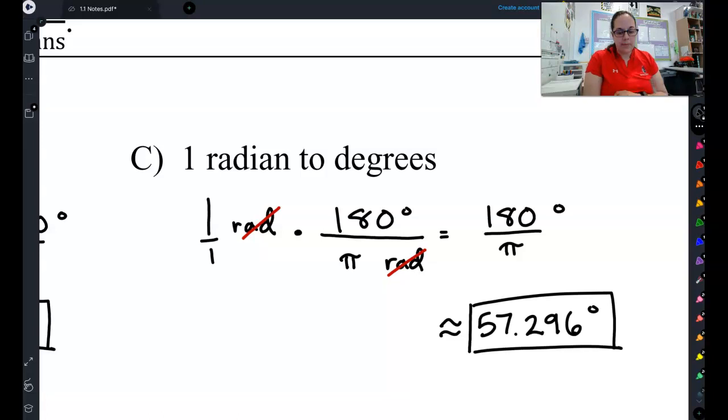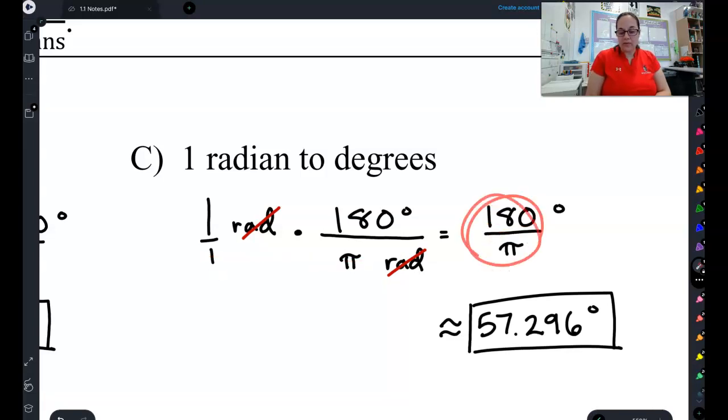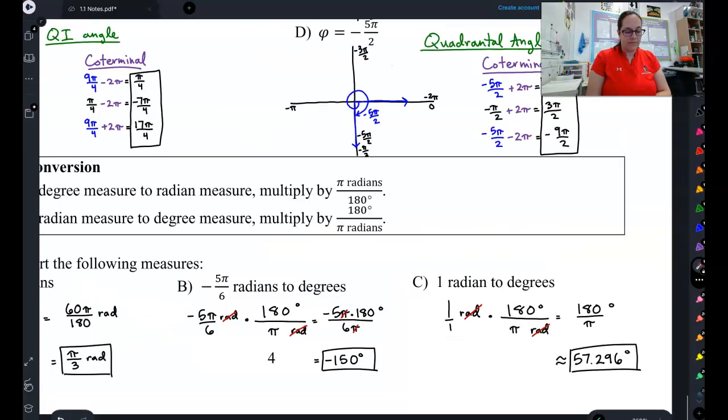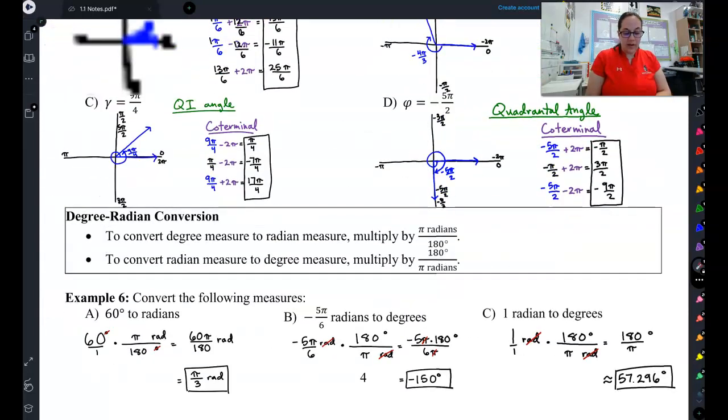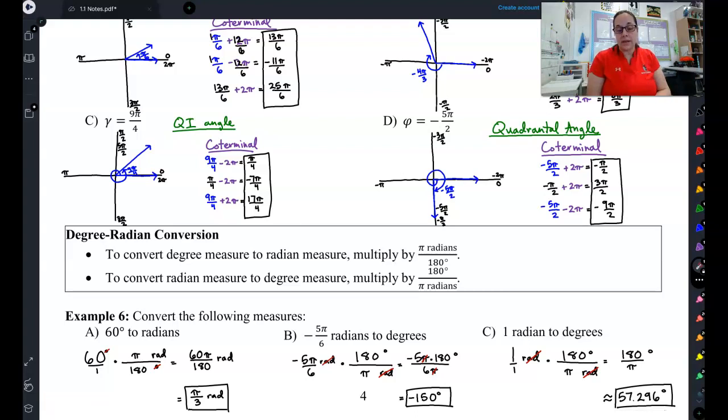This one does not come out as pretty as the last one. Multiplied across, 1 times 180 gave me 180, 1 times pi gave me pi. Nothing cancels in this one, so I just do 180 divided by pi in my calculator, and I get this decimal that I rounded off, 57.296 degrees. So that is how we convert from degrees to radians and vice versa.